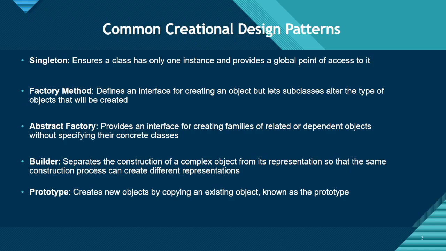An example can be a meal ordering system that builds a meal with various items like main course, drink, dessert based on customer choice.